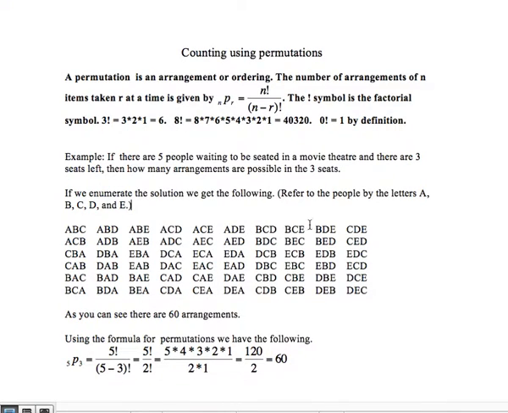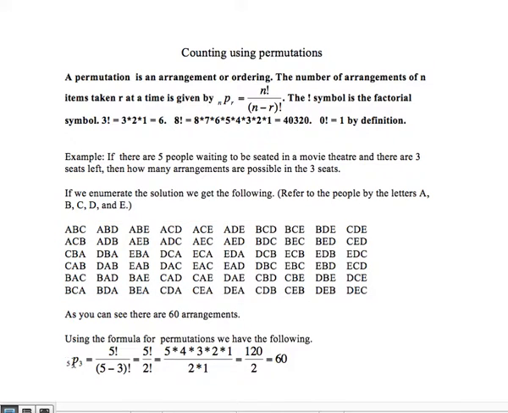So, for example, if we had 5 people waiting to be seated at a movie theater and there are 3 seats left, we could list out all the possibilities for persons A, B, C, D, and E. And remember, order matters here, arrangement matters. There would be 60 ways. Now that's the long way to do it, and you really don't want to do it that way.